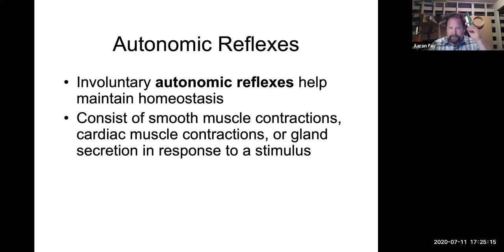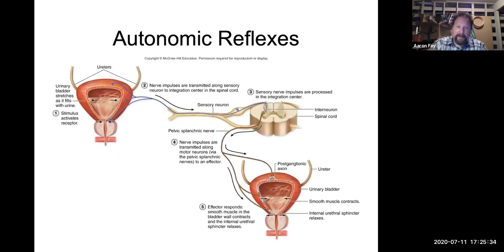almost done. We need to give an example of an autonomic reflex. So involuntary autonomic reflexes help you maintain homeostasis. The one we're going to take a look at is control of the bladder. Right, autonomic control consists of smooth muscle contractions, cardiac muscle contractions, gland secretion, and so on. But let's talk about the bladder. So here is the bladder. It has a muscular wall called the detrusor muscle.